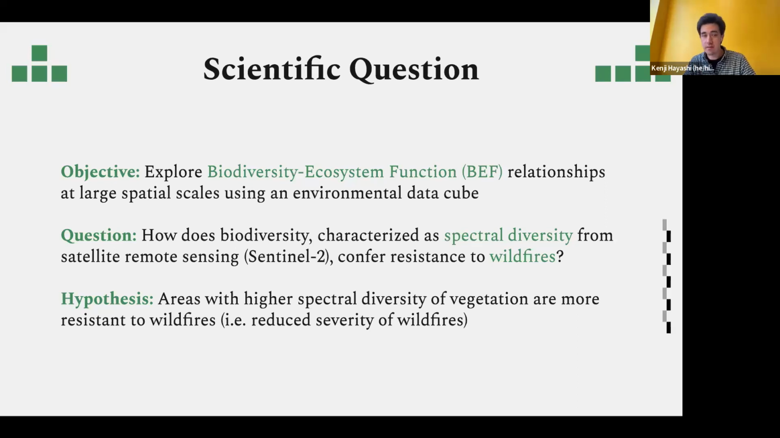Building on what we've already talked about, the main hypothesis that we're going to be examining is that areas with higher spectral diversity, more spectral species in terms of vegetation, are going to be more resistant to wildfires or have reduced severity of wildfires through that biological diversity that might confer sort of different strategies that can help resist wildfires. Next slide, please.